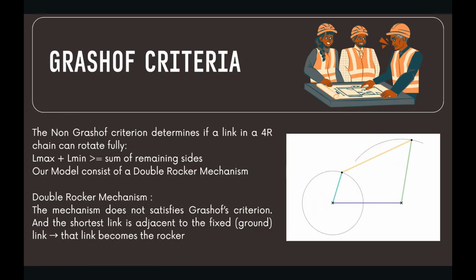If the smallest link is grounded, we get a crank mechanism where two links rotate completely. If the smallest link is adjacent to the grounded link, the smallest link acts as a crank while the opposite link becomes a rocker. If the smallest link is opposite the ground, it becomes a rocker mechanism. If a mechanism fails the Grashof criteria, it is guaranteed to be a rocker mechanism, meaning no full rotation is possible. This theoretical framework guided us in selecting a suitable mechanism for the foldable railway staircase.